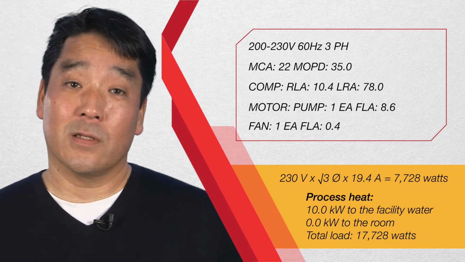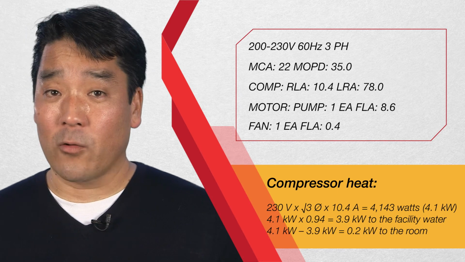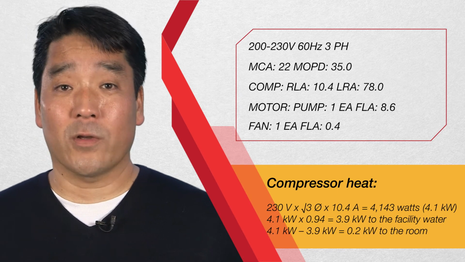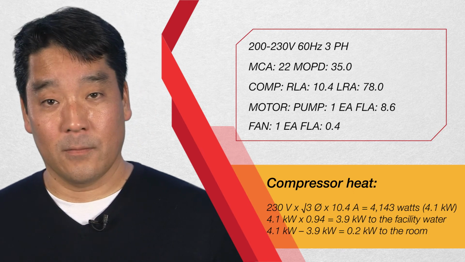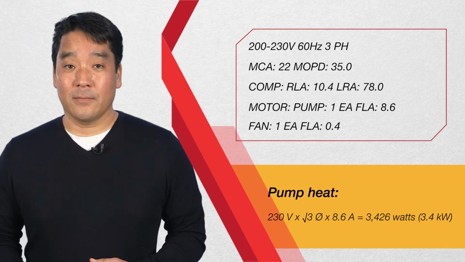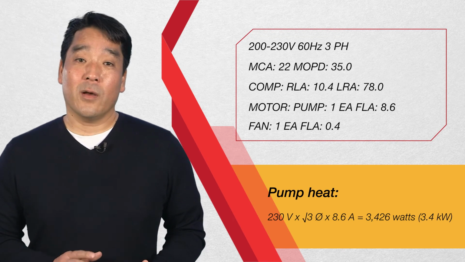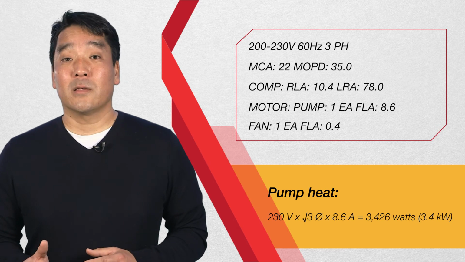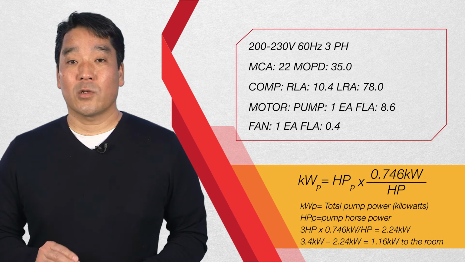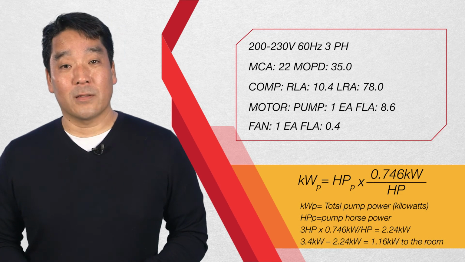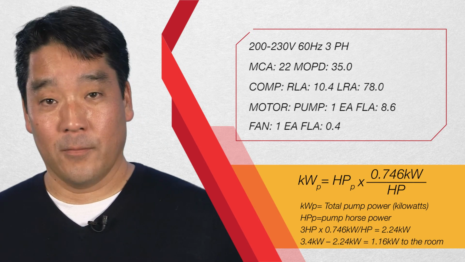First, process heat goes into the facility water supply. Next, about 94% of the compressor power is converted into heat by raising the refrigerant gas temperature during compression and is also removed by the water-cooled condenser. Pumping water also adds heat. For an approximation of pump heat into the room, we take the power usage of the pump, 3.4 kilowatts, and subtract the pump horsepower converted to kilowatts. For this example, we use a chiller with a very large centrifugal pump that is 3 horsepower. The horsepower to kilowatt conversion is shown here.